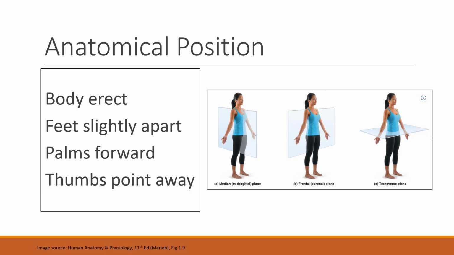First, the anatomical position. So here's the nice example right here of this person standing like so. The body is erect, standing up. Feet are slightly apart. The palms are facing forward and the thumbs are pointing away from the body. Right? That is the anatomical position right there. So that's the reference point. And when we're talking about these body directions, we're assuming that the person is in the anatomical position, unless stated otherwise.